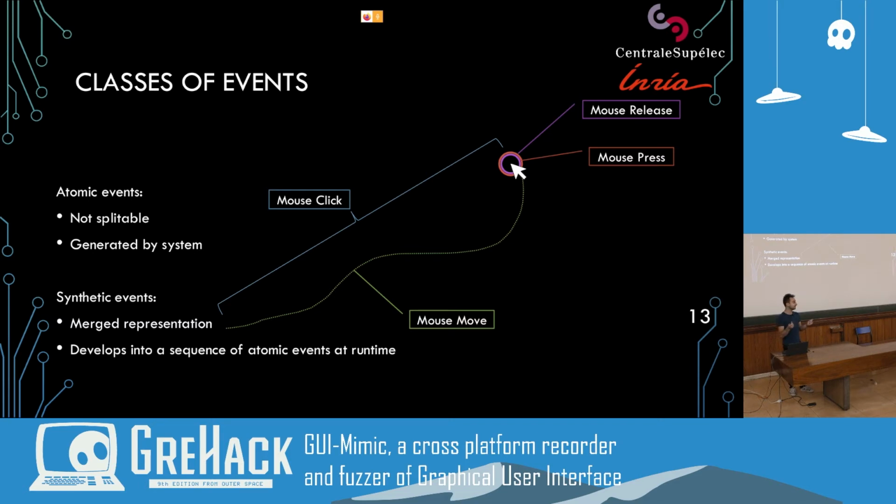On the other hand, we decided to modelize that with what we call a synthetic event. This is just a merged representation of all these atomic events. And when we want to play it, to make sure the system understands, we need to develop it back into a sequence of atomic events. This has two advantages. First of all, it's much easier for us to manipulate. And second, getting rid of some of the exact information of the mouse paths allows us to add some variability.